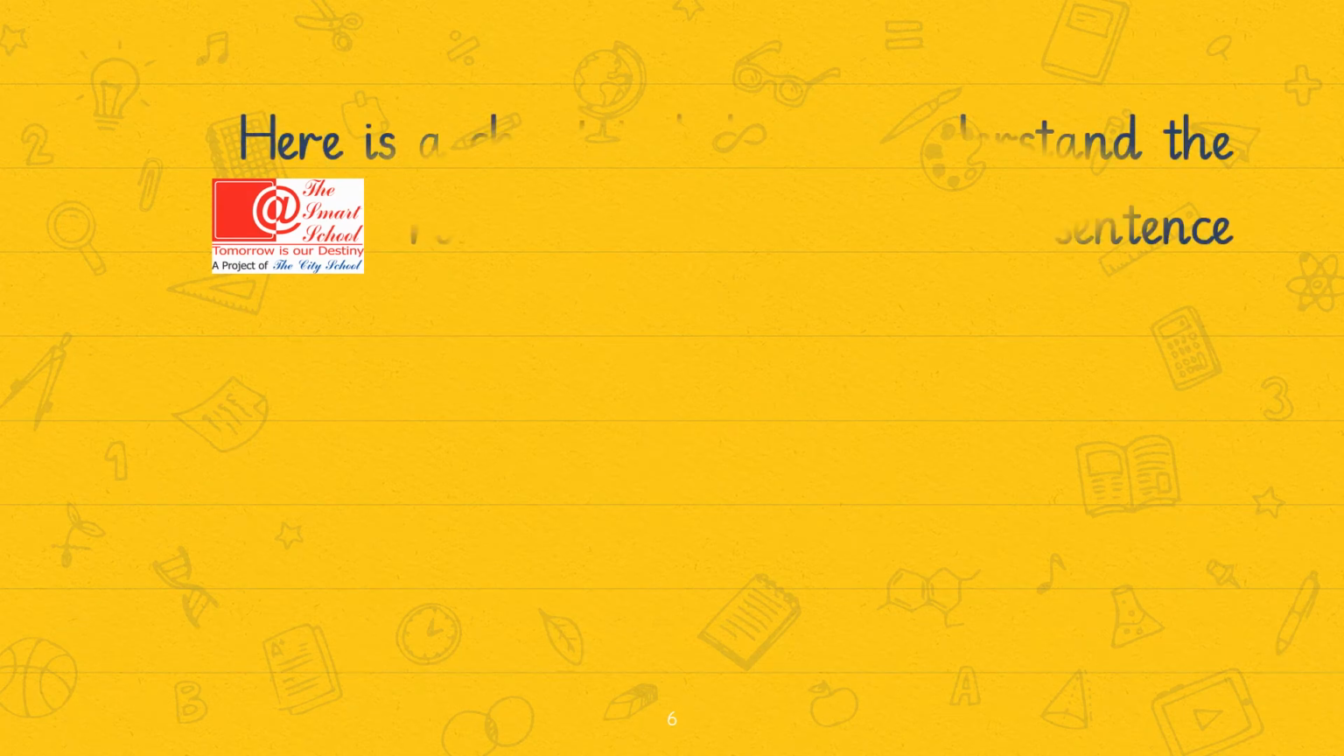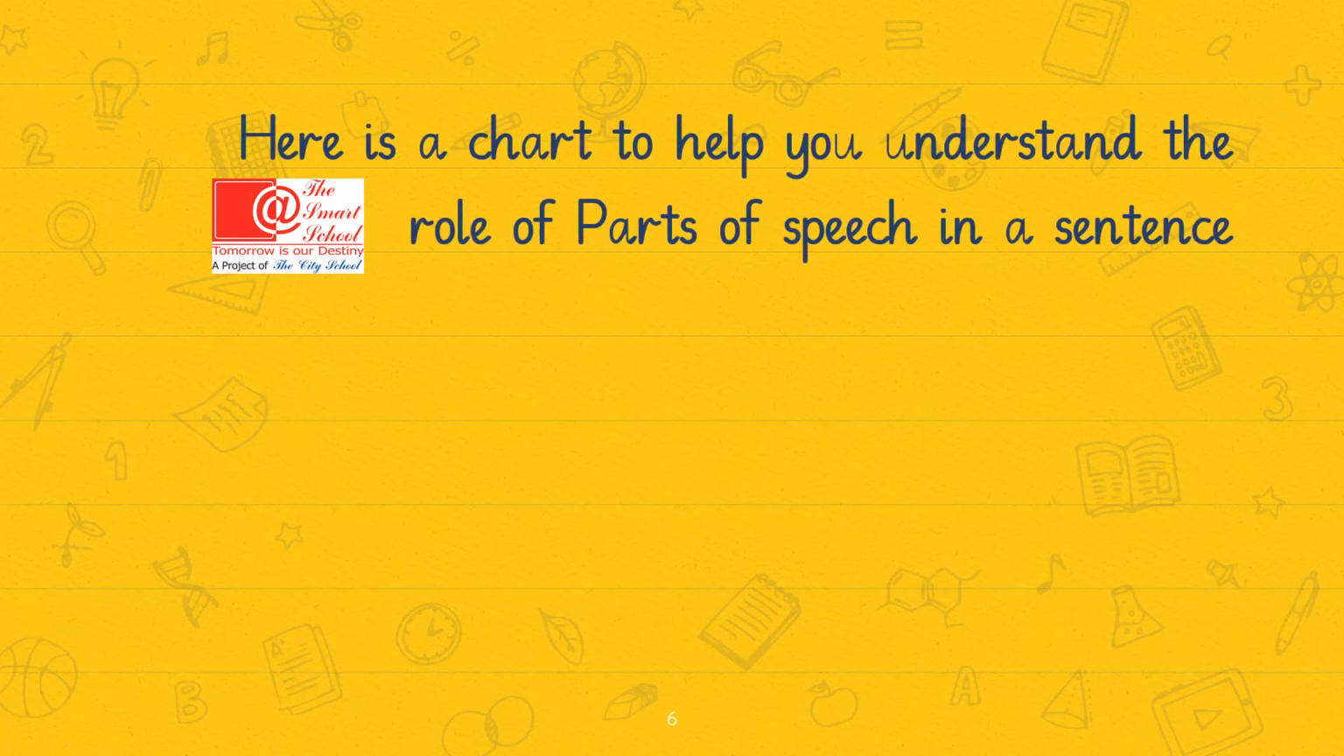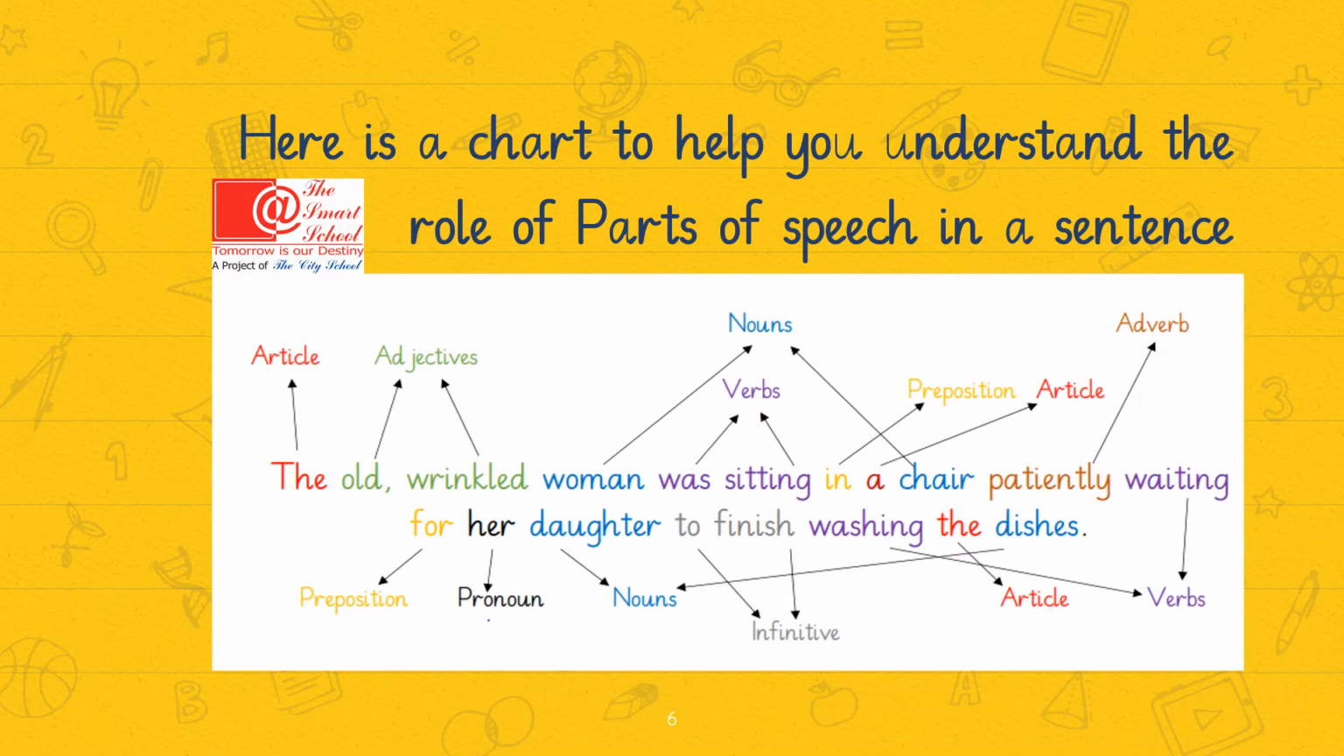Now let's look at this chart that is showing us all the parts of speech that could be there in a sentence. Now let's read the sentence first and then we will talk about each part of speech in there. The old wrinkled woman was sitting in a chair patiently waiting for her daughter to finish washing the dishes. Well, this sentence has a lot of parts of speech.